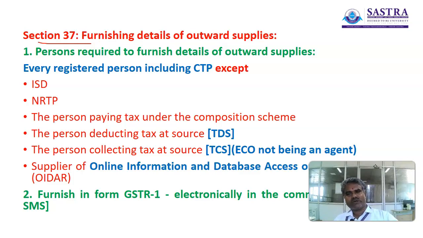Number one, persons required to furnish details of outward supplies. Those who are to file GST returns on outward supplies, every registered person, except the following, including casual taxable person. They are not necessary to file GSTR-1.